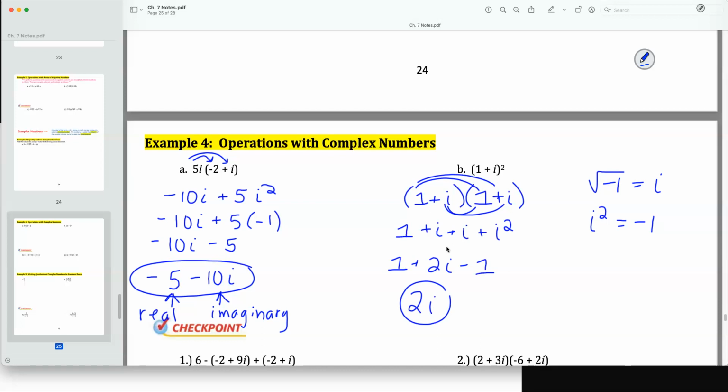So what I want you to do is go ahead and try the 2 checkpoint questions. We'll go over those answers, and then we'll see where our time is. We'll use the rest of the period to get started on WebAssign.